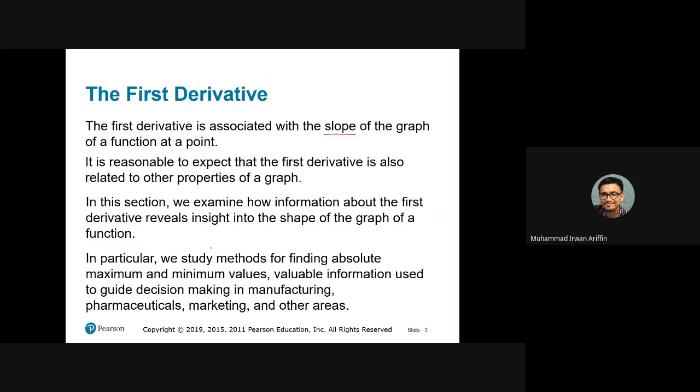In particular, we're going to look at how to find the absolute maximum and minimum values, which are valuable information used to guide decision making in manufacturing, in pharmaceuticals, marketing, and many other business areas. Okay, because we are always concerned with how to find the maximum profit, minimum cost. So we're going to try to make use of these absolute maximum and absolute minimum values that are derived from the first derivative, from the slope of the graph of a function.